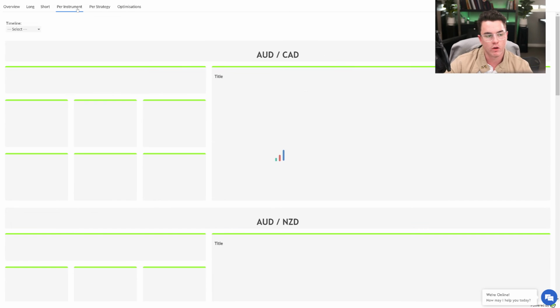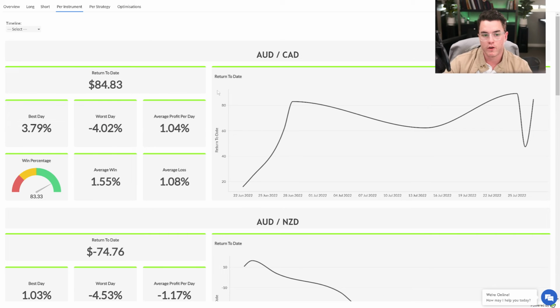So when you go into per instrument, it breaks down your performance for each different asset or instrument or currency pair that you're trading. So for example, right here, you can see that this client performs exceptionally well on the AUD CAD. You can see the return to date increasing over time. And so what this means is, okay, let's optimize the strategy. Let's do more of AUD CAD. Either take more trades, increase the position size, or something like that.